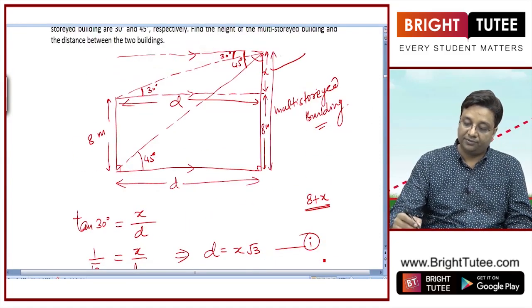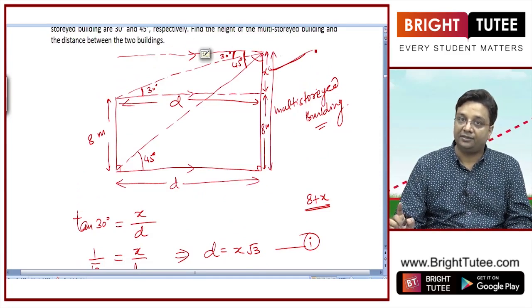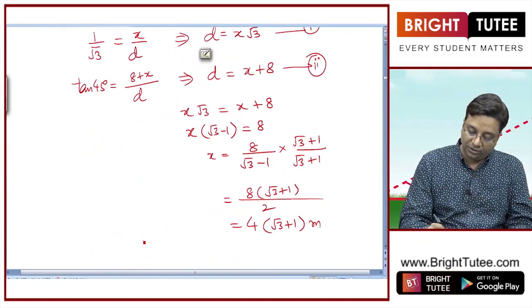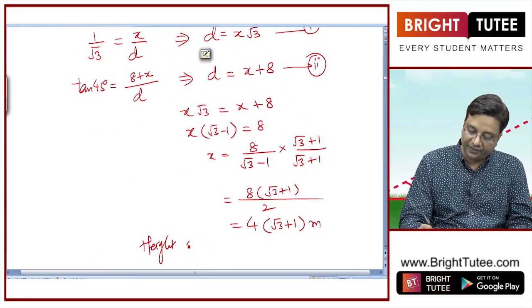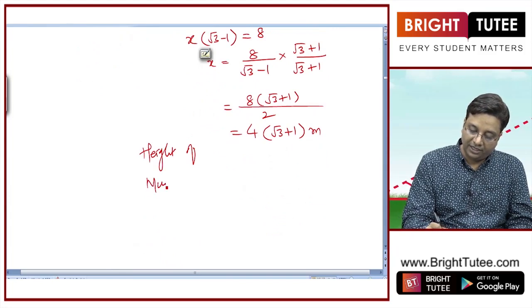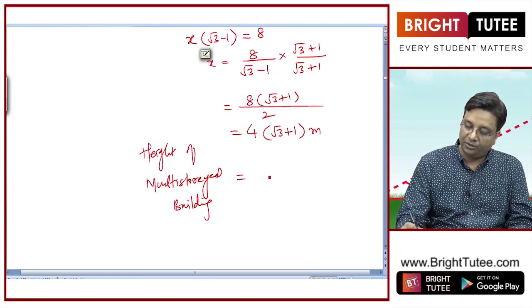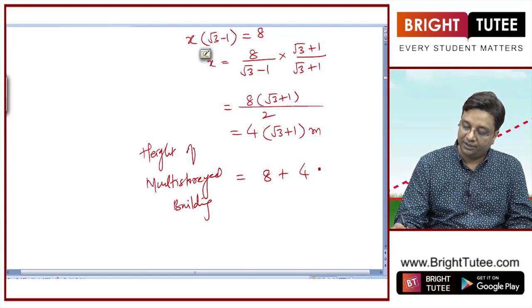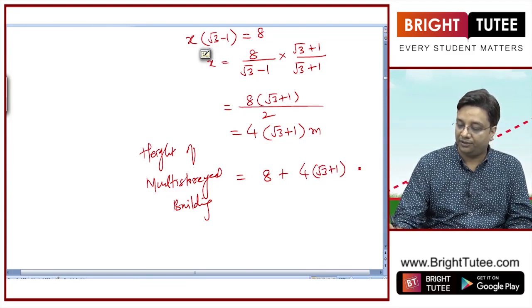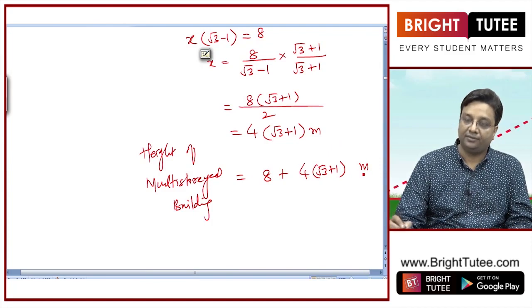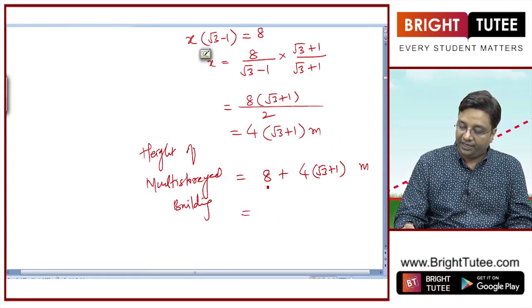So we have got the length x, right, but the height of the multi-storied building is 8 plus x. So the height of the multi-storied building is equal to 8 plus this 4 root 3 plus 1 meter, right. You can write it as 8, then this 4 is 12, plus 4 root 3 meter, right.